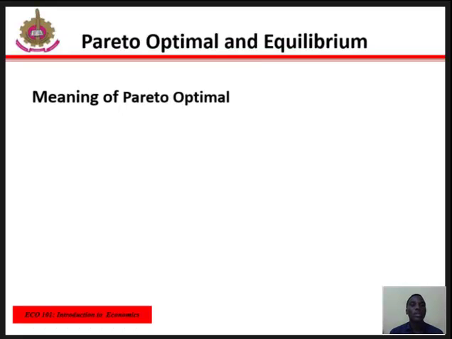Pareto optimal and equilibrium. Meaning of Pareto optimal or Pareto efficiency or Pareto optimality. Pareto efficiency can be defined as a state of allocation of resources in which it is impossible to make any one individual better off without making at least one individual worse off.